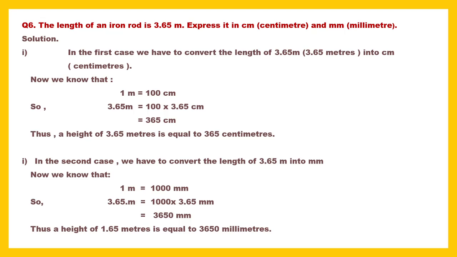So here the conventional formula we took was 1 meter is equal to 100 centimeter, and we converted the 3.65 meter with it into 365 centimeter. And in the second case we used 1 meter is equal to 1000 millimeter, and with this formula, 1000 into 3.65 equals 3650 millimeter. Hope the interconversion of the different units is clear to you now.